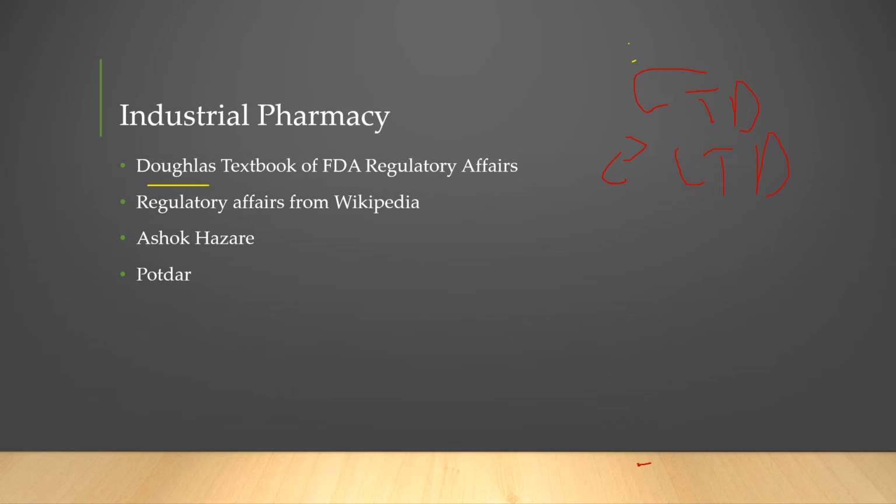In CTD is M4 and ECTD is M8. So these are under ICH guidelines. So that is important that you study these guidelines from ICH itself and not any other site. So that's all for this industrial pharmacy.